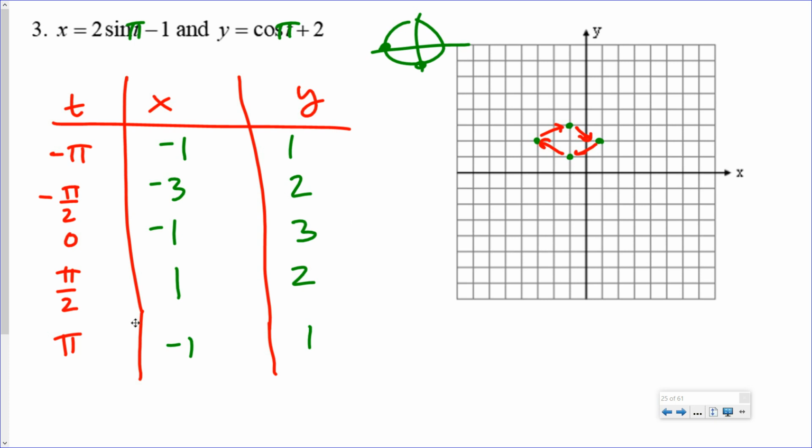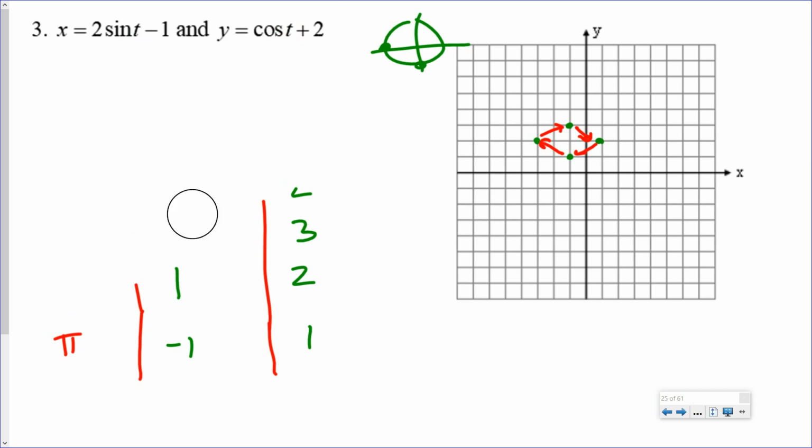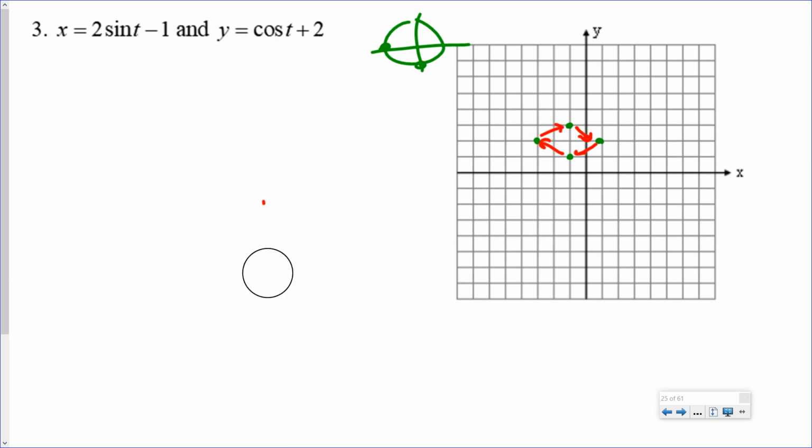What picture is it? Is it a rhombus? Okay, let's see what picture it is. Let's go back here. And like we did on number 1, let's get rid of our t's and try to solve for x, y. Sometimes it's impossible. And sometimes it's possible. Okay, so let's look at this. I want to get rid of my t's.